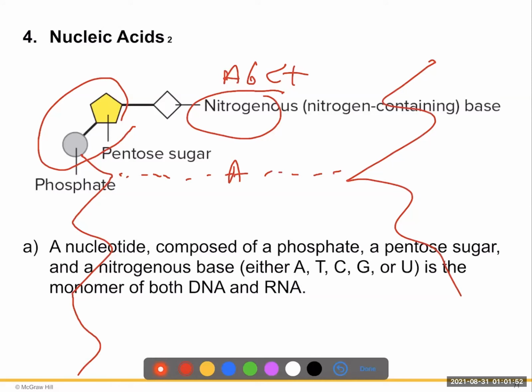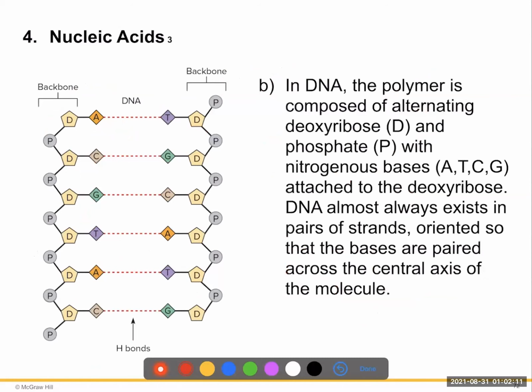So it's either going to be adenine, thymine, guanine, or cytosine in DNA. And in RNA, uracil takes the place of thymine. Okay, and that's what it looks like. There's your sugar phosphate backbone right here. Sugar phosphate backbone going down on both sides.